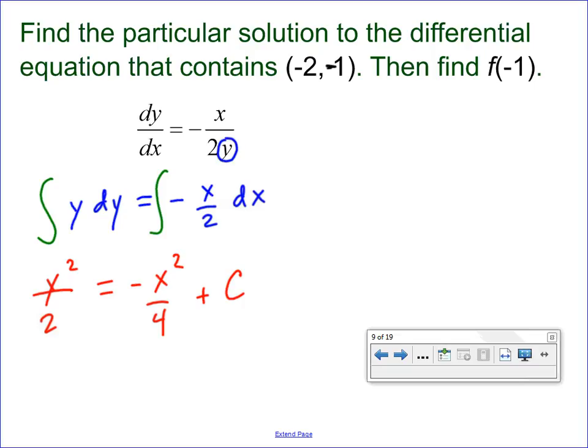And we have the option. We could solve for y first and plug in my initial condition last, or we could plug in my initial condition right now, solve for c right now, and then solve for y last. I kind of like solving for y first and then plugging in at the end, but the choice is yours. So I'm going to go ahead and solve for y first. I'm going to clear the fraction on the 2 by multiplying everything by 2 on both sides.